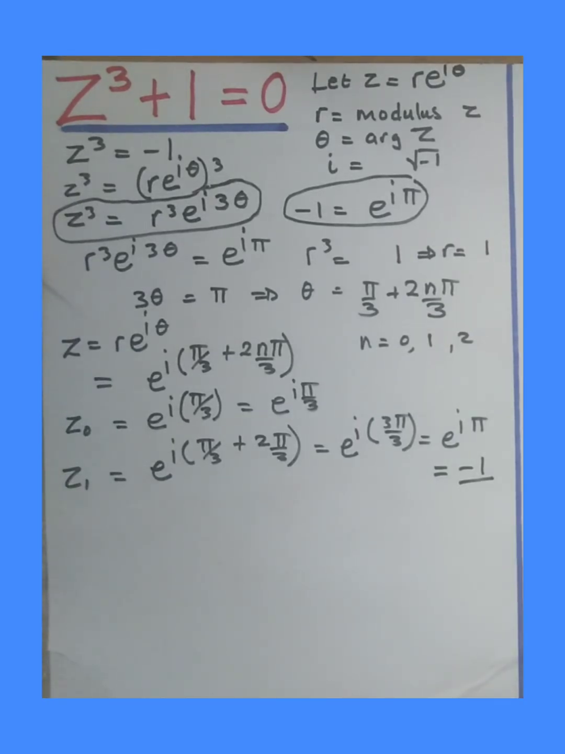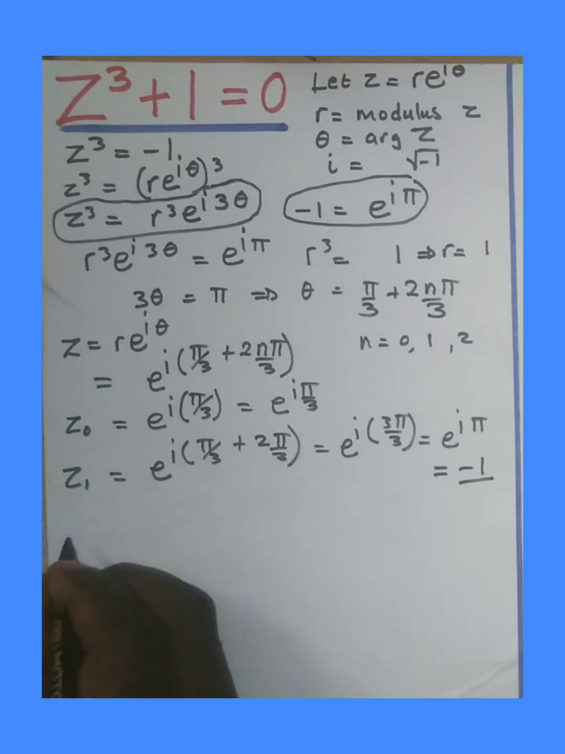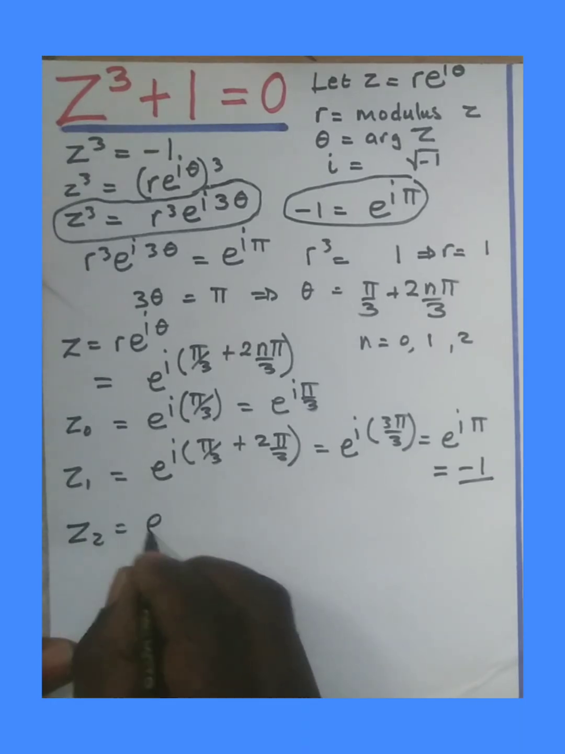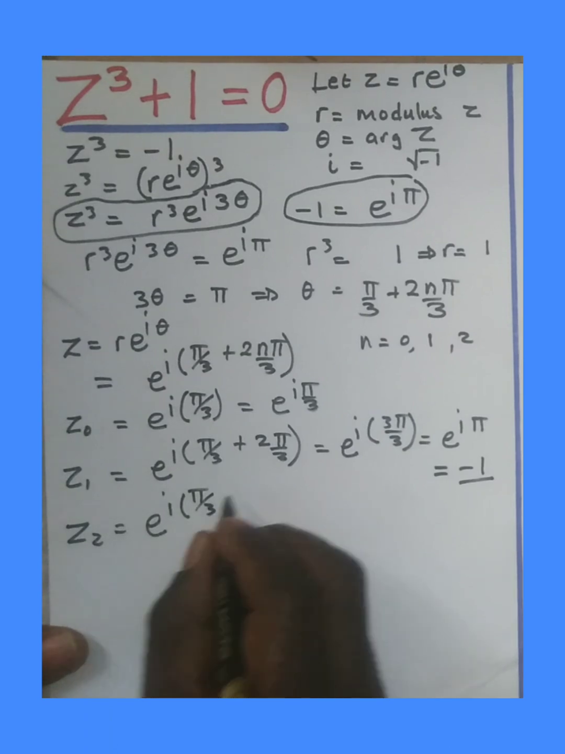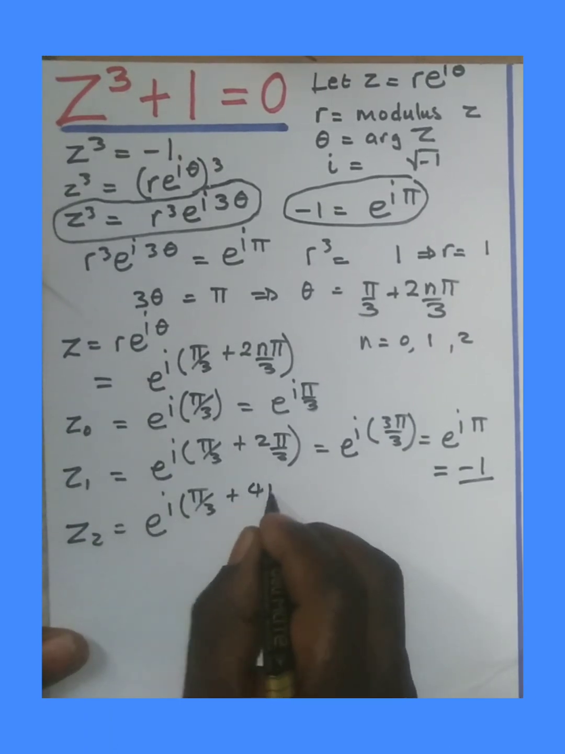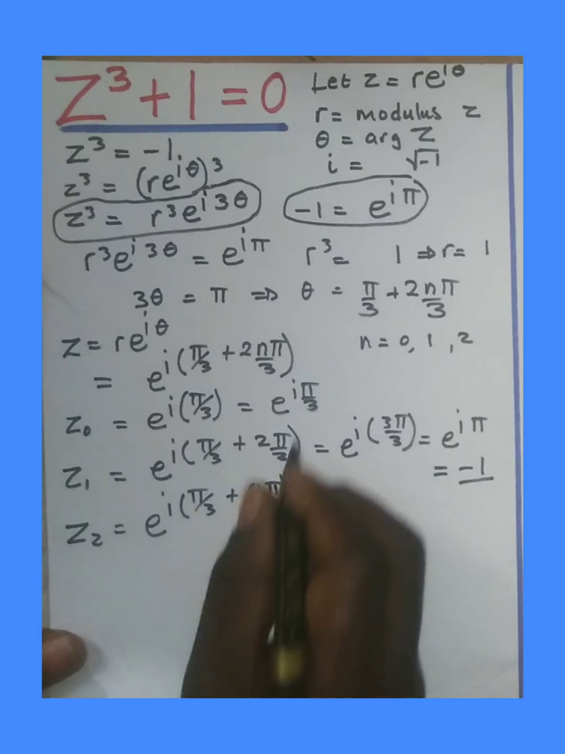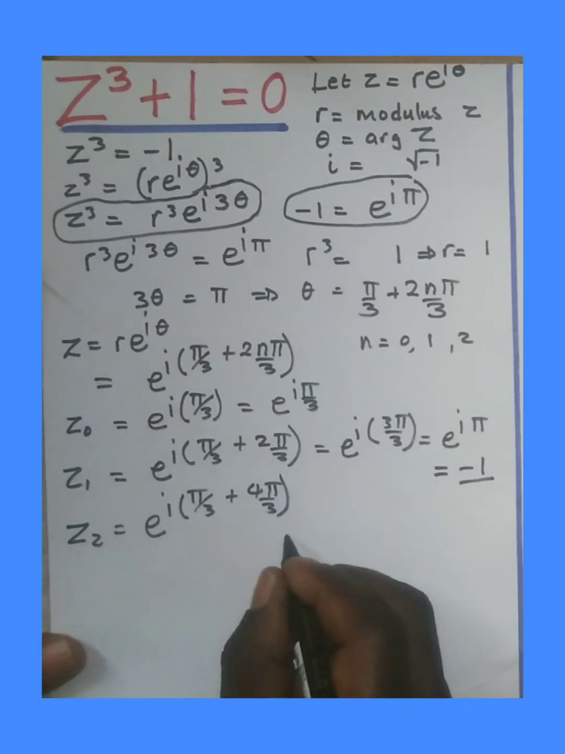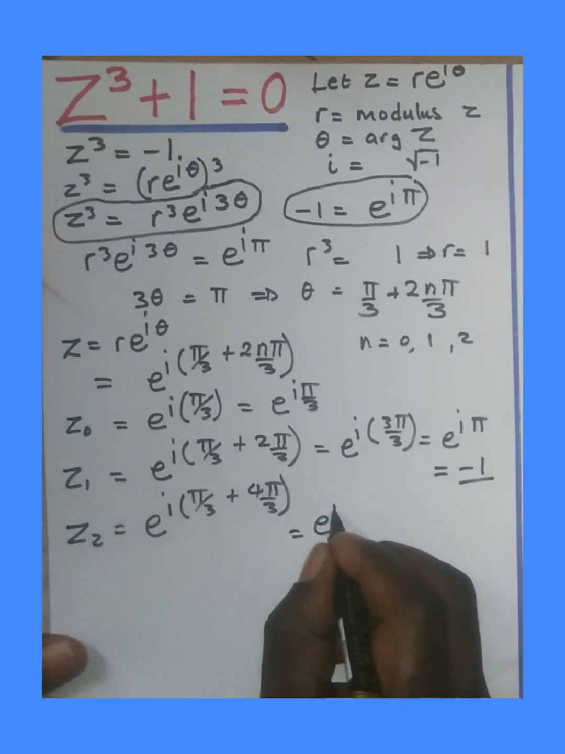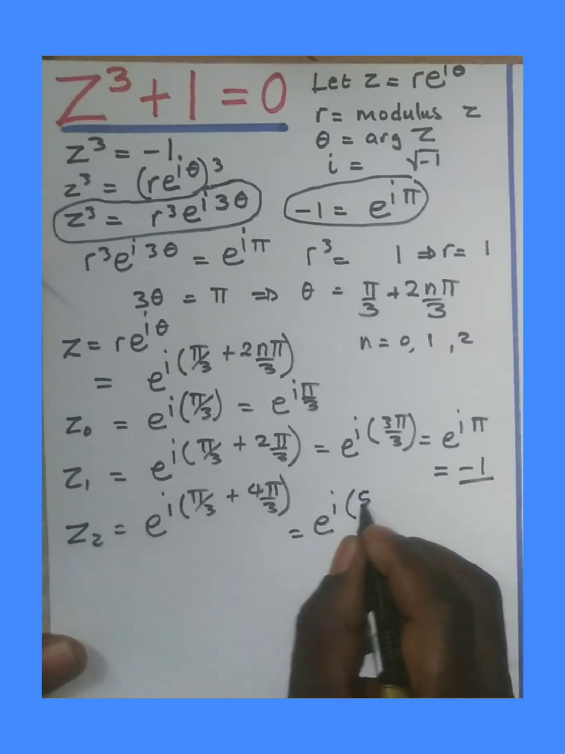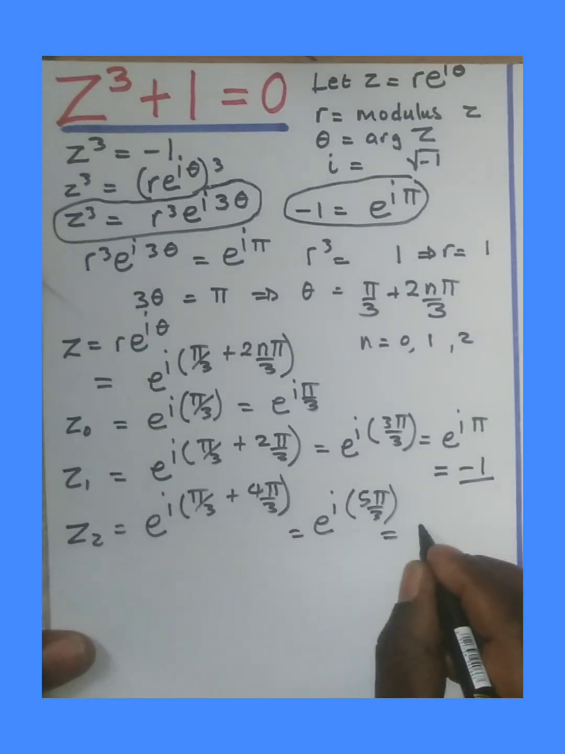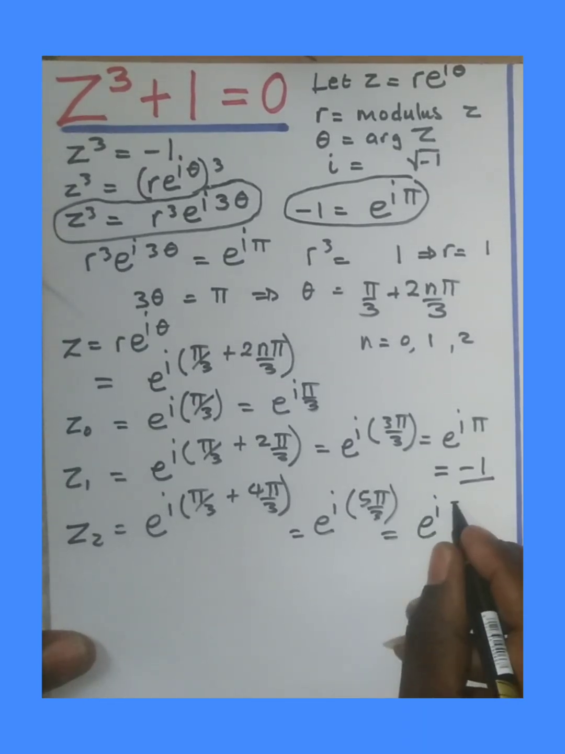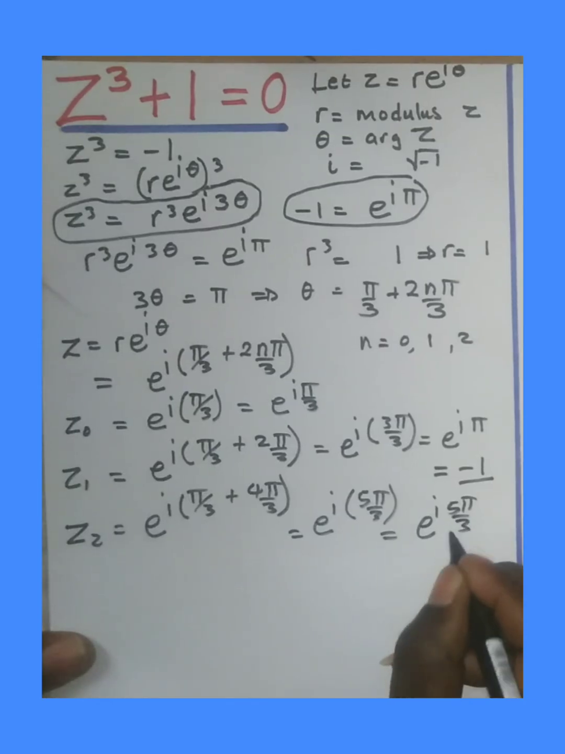Lastly, what is z when n is 2? So let's call it z2. z2 is equal to e to the power i brackets pi over 3 plus 4 pi over 3. Remember, n is equal to 2. This simplifies to e to the power i brackets 5 pi over 3, which can be written simply as e to the power i 5 pi over 3.